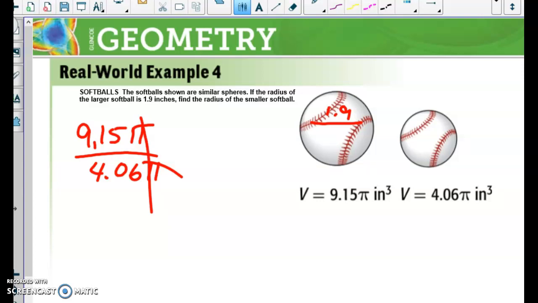So I divided both sides by pi, and I get 2.09175. And again, I'm going to leave a lot of decimal places because I don't want to have rounding error on my final answer. And then I'm going to do the cube root of the other one, 4.06, which gives me 1.5952987.